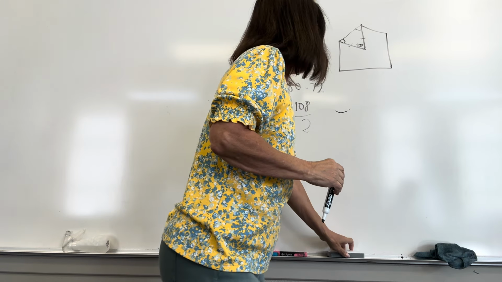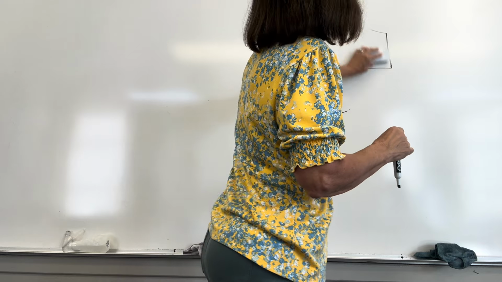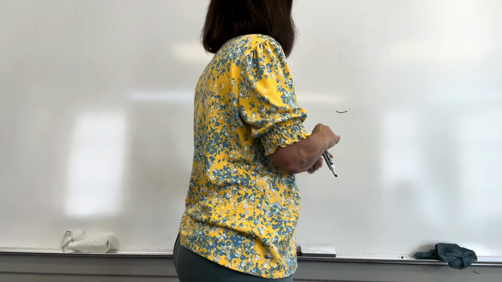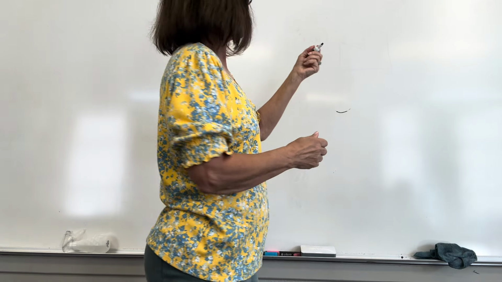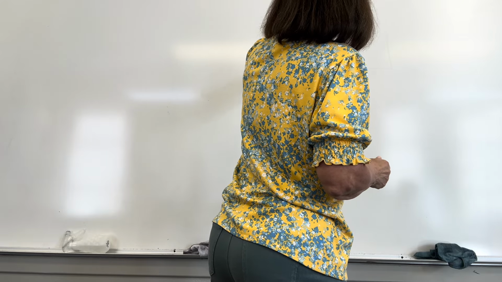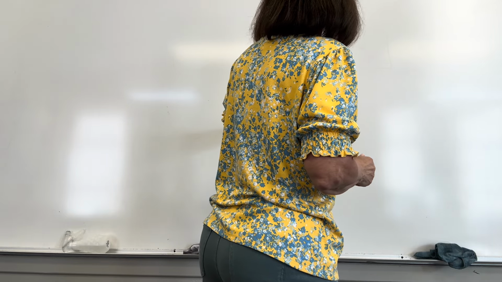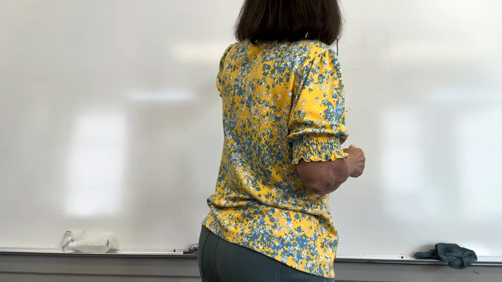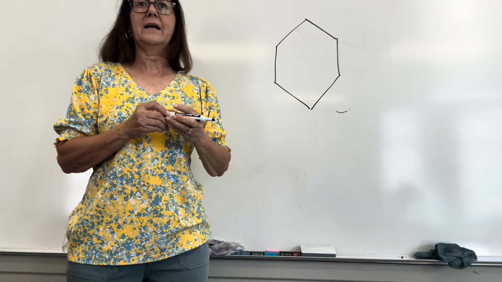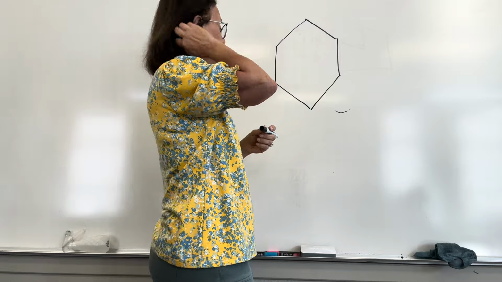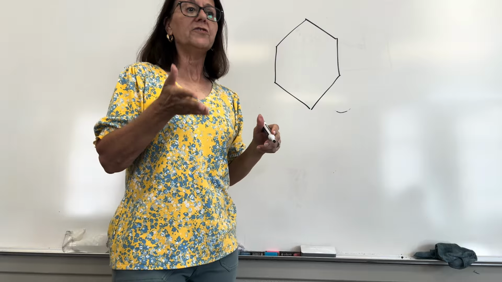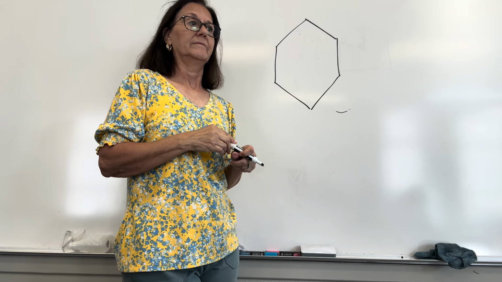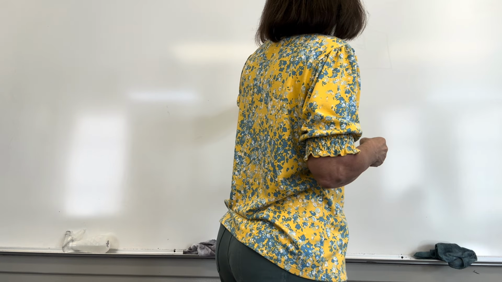Now, first, what is this called? You're going to have to know the names of regular polygons. This is lesson 1 review. We are reviewing because I haven't seen you in a whole week. What is this called? It's called a hexagon. What is unique about a hexagon? It has 6 sides. What else?